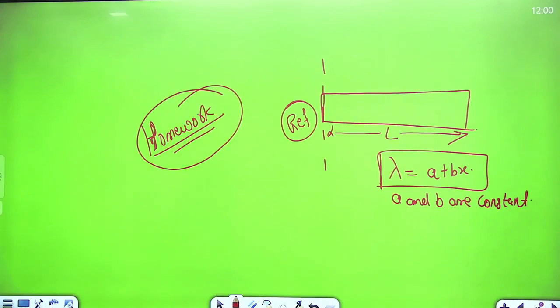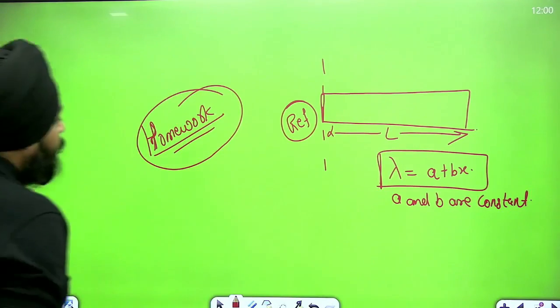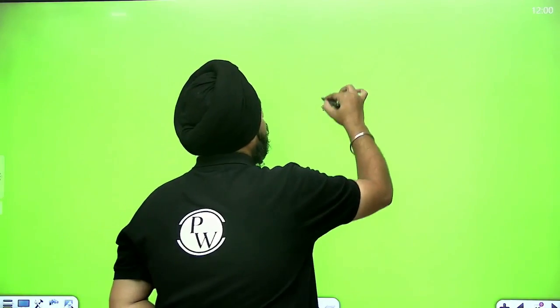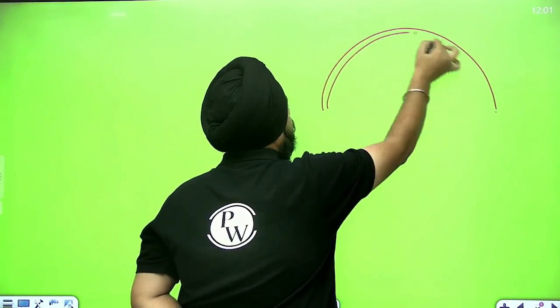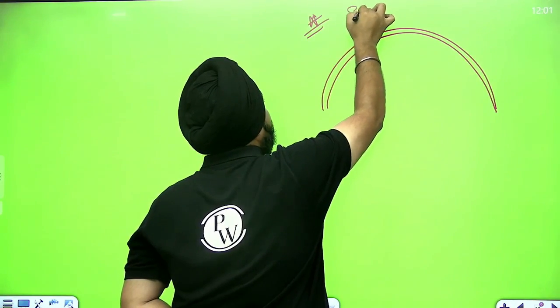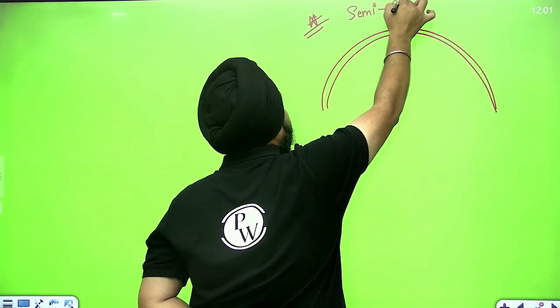Okay, is it cool? Now with this, we can find the center of mass for the semicircular ring.